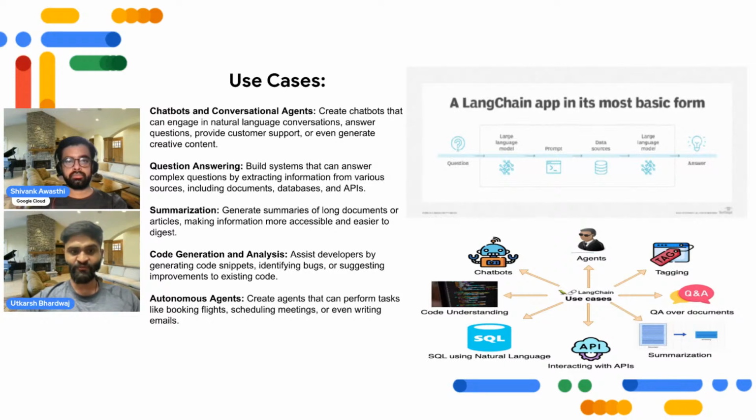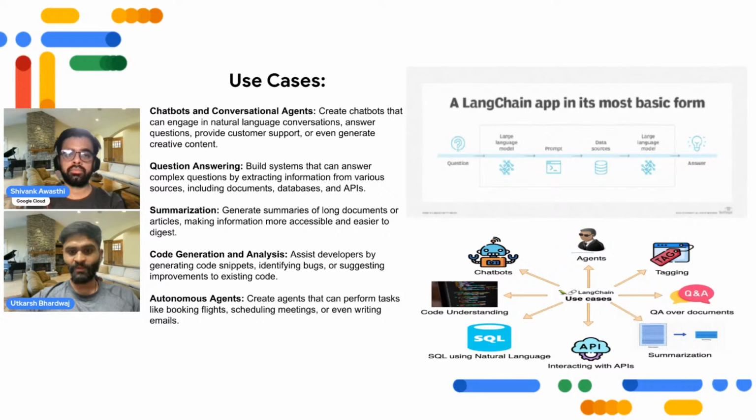Summarization: generating summaries of long documents or articles, making information more accessible and easier to digest. This is one of the use cases that we will be covering today. Then comes code generation and analysis. Assist developers by generating code snippets, identifying bugs, or suggesting improvements to existing code. You can use this in, let's say, your IDEs to help developers in generating code snippets, identifying bugs in their code, or helping them write test cases. Then come autonomous agents: create agents that can perform tasks like booking flights, scheduling meetings, or even writing emails for you.